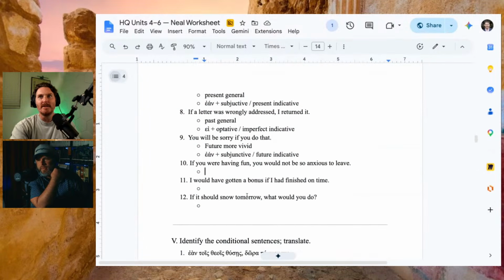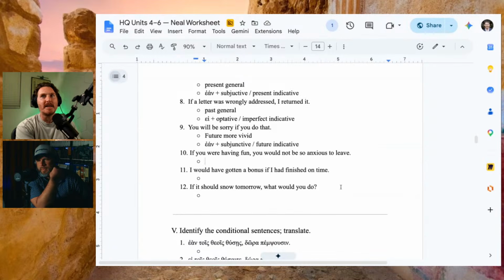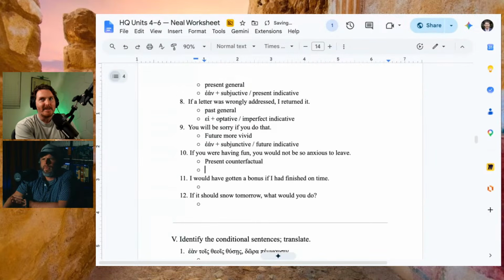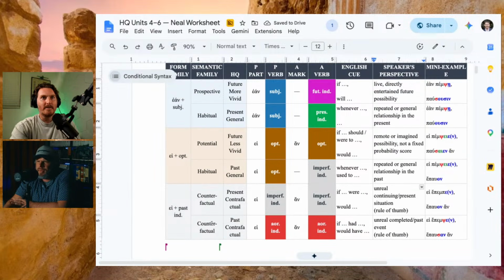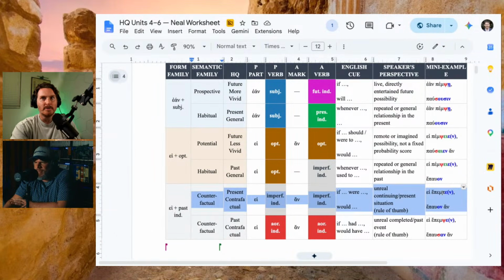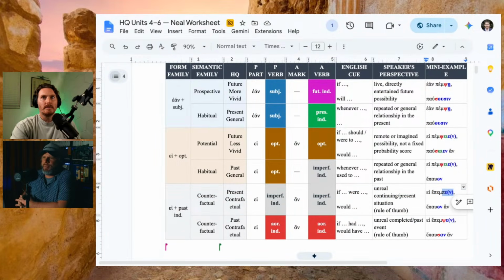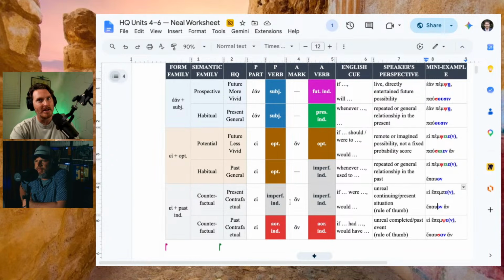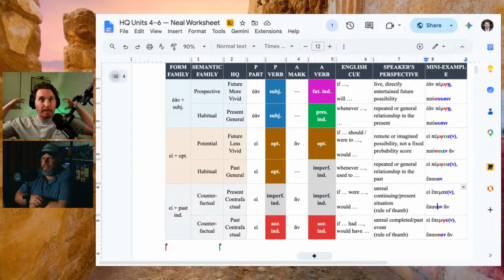Yeah, it is a tricky one. But in reality, it is a present counterfactual. Go back to the chart again. Which one is it? It is this right here. Present counterfactual. If were, I see it now. When you see if were, it's present counterfactual. And if you see it in Greek, what you're going to notice is the protasis is going to have the imperfect, the apodosis is going to have an imperfect with an an, and typically when you see imperfect, you think past tense, but this is present counterfactual.